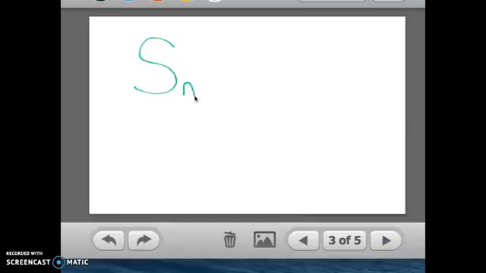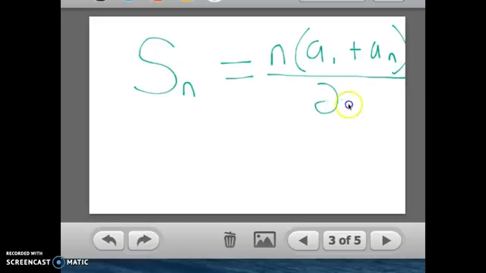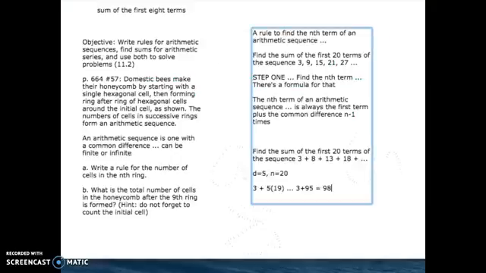Generally, the formula that I want to use is the sum of n terms in an arithmetic sequence is the first term plus the last term, and remember, we needed a formula to find that last term, times n over 2. 20 over 2 was 10, but half, that's how many times that sum will come up. So that's my formula. If I apply it to this problem, I'm trying to find the first 20 terms of this. Oh, well, I just did.